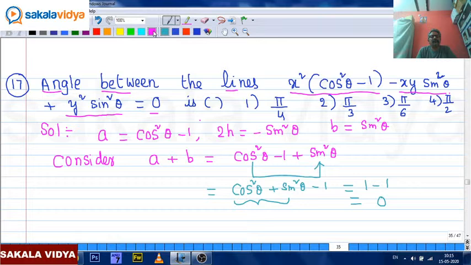So therefore, angle between the pair of lines theta is equal to 90 degrees. They are perpendicular. So fourth option is the right option.